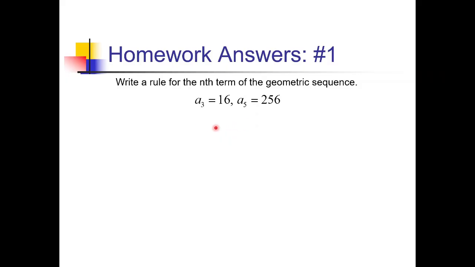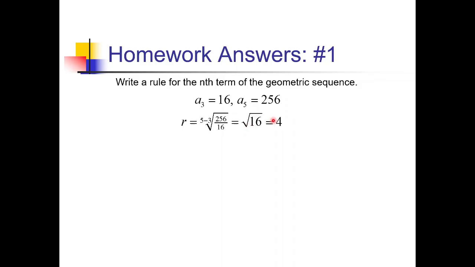To do that, I'm going to take a root of 256 divided by 16, and I'm going to have to do the 5 minus 3 root of that. So basically dividing these and then figuring out what I have to multiply by each time to get from 16 to 256. So that's going to be the second root, or square root, of 16, which is actually pretty easy. That's going to be 4. And we're just going to use a positive value for this.